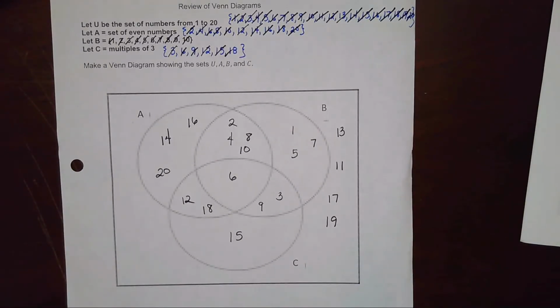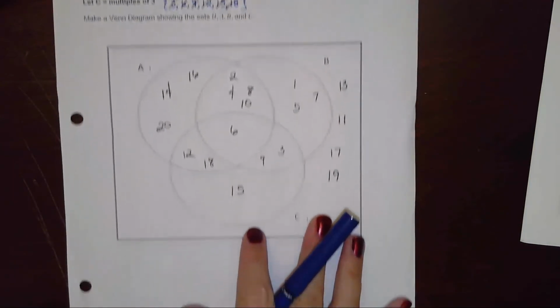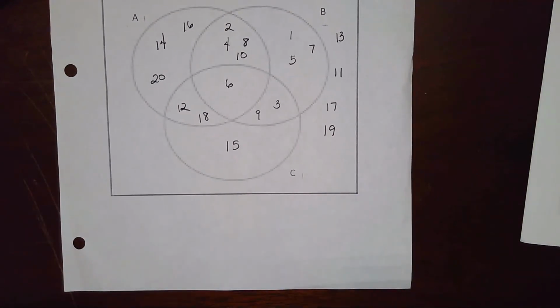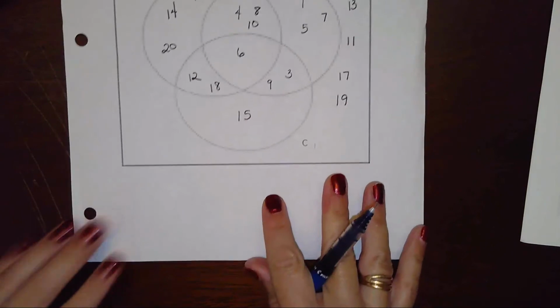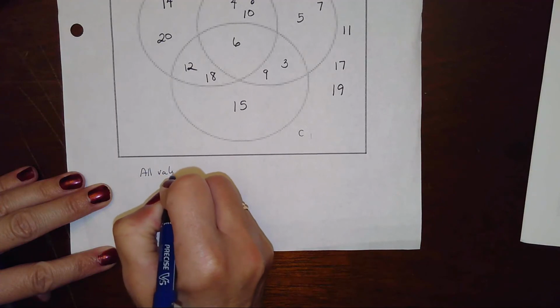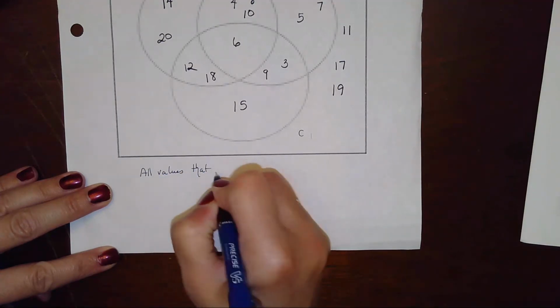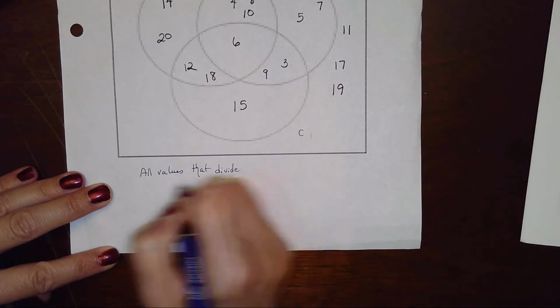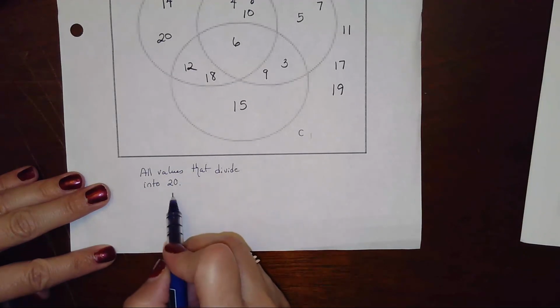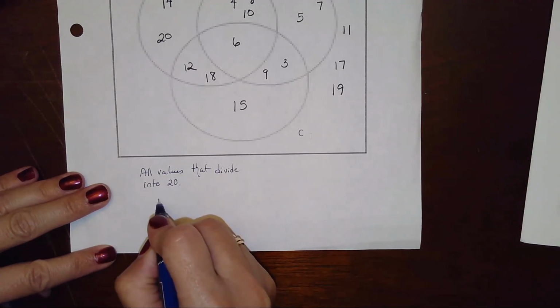Now, on the OWL, which I don't have in front of me, but I know it says something about the sets that are numbers that divide into, or I think it said divide into like the number 20 evenly. I'll just do that as an example. So if it was all values that divide into, if that was a descriptor on the OWL, so basically you want all of the factors of 20. So what numbers would divide into 20 evenly?